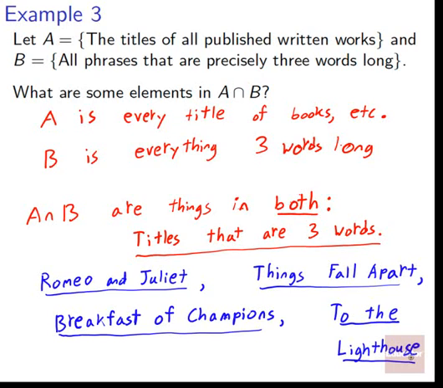hot in here? Sorry, didn't come up with any brilliant phrases in that period of time. But any phrase that's 3 words long would be in B, and any title would be in A, but what we're looking for is the intersection of A and B, so titles that are 3 words. So Romeo and Juliet, Things Fall Apart, Breakfast of Champions, To the Lighthouse. These are all some examples from various different authors.